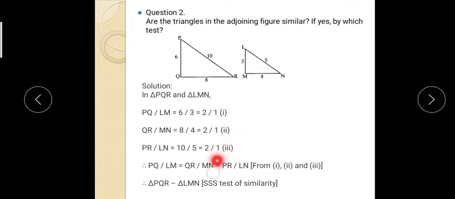Therefore, from first, second, third, we can say that all these ratios are in equal proportion, and therefore, by the SSS test of similarity, triangle PQR is similar to triangle LMN.